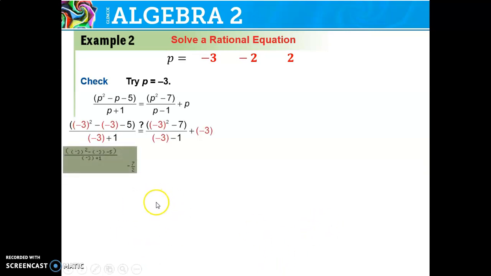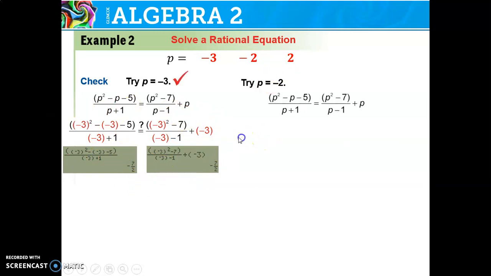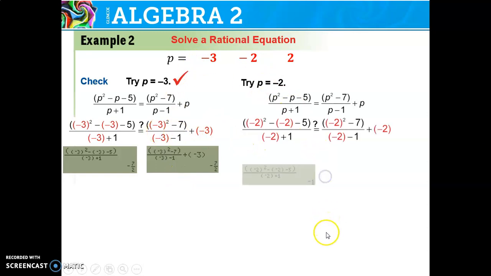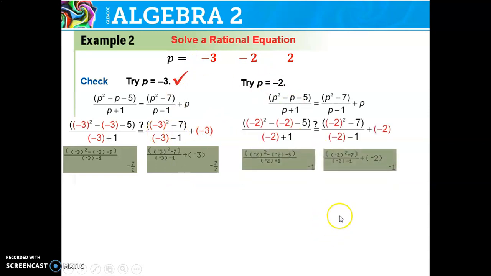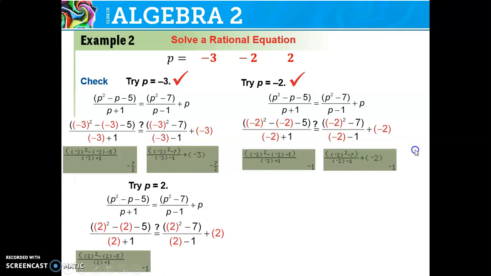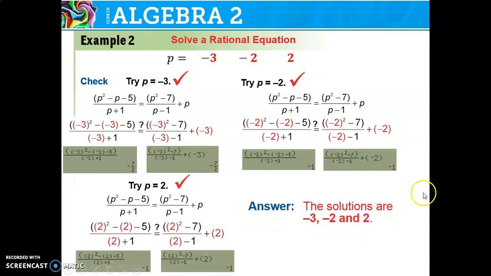I'm going to use a calculator here and show you that when we substitute -3 on both sides of the equation, as written above, we get a true statement, -7/2. So that works. If we do the same thing with p equals -2, we get -1 on both sides, so that works. And when we try p equals 2, we get -1 on both sides, so that works as well. So the solutions are -3, -2, and +2.